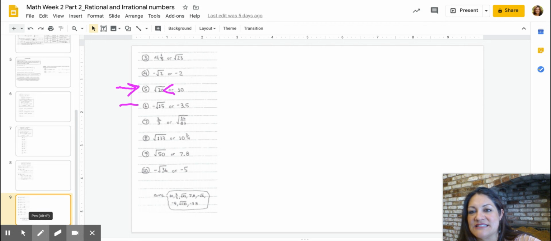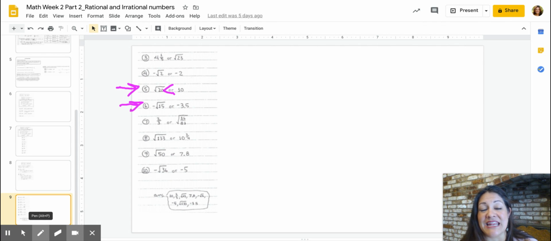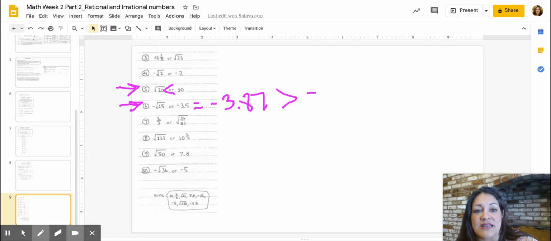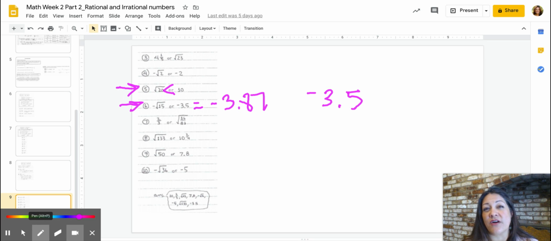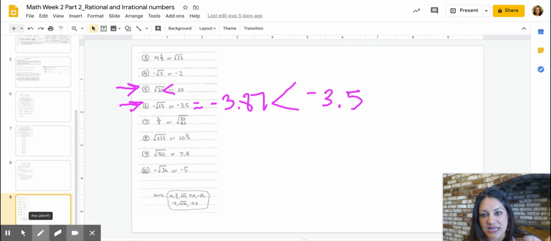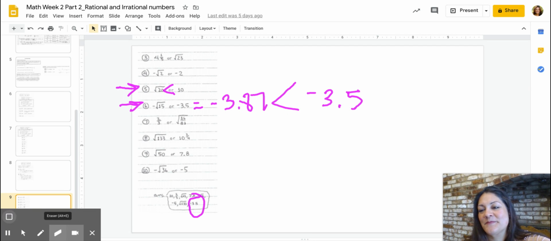Okay, number 6. Negative square root of 15 or negative 3.5. Well, negative square root of 15 is close to the negative square root of 16, which is 4, so it ended up being a negative 4. So I used my calculator. That turned out to be negative 3.87. And that is bigger than negative... Oh, I'm sorry. We're talking negative numbers. What we would need to think about is which one's farther from zero on a number line. Negative 3.87 is farther from zero, which means negative 3.5 is going to be the larger number. And checking the answer key, there it is. All right, see, I made a mistake. I talked myself out of it. Found the right one.